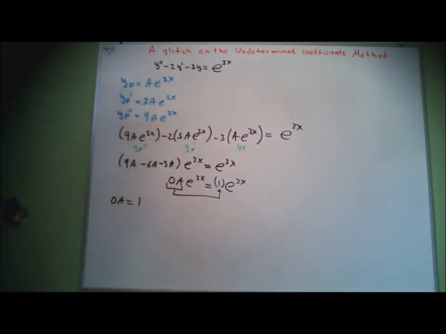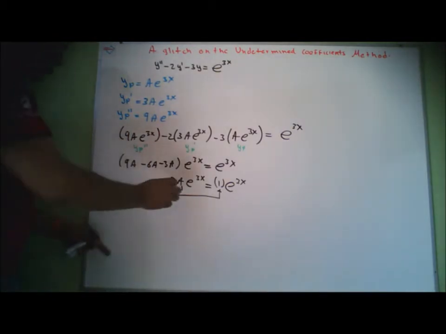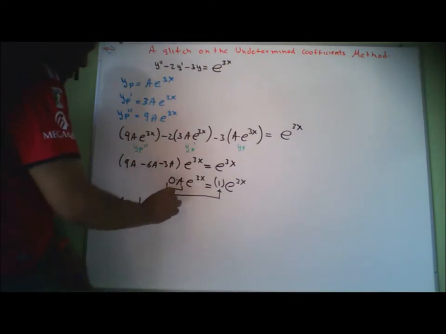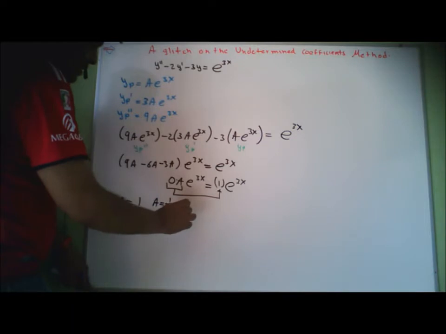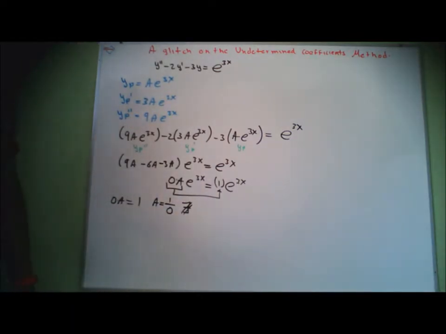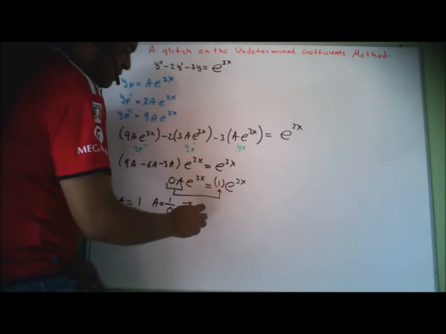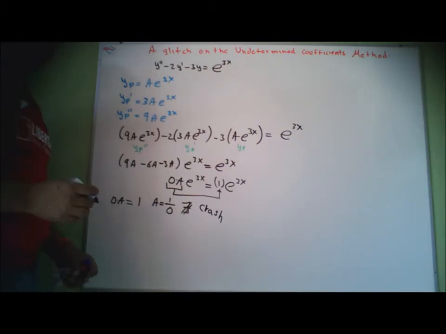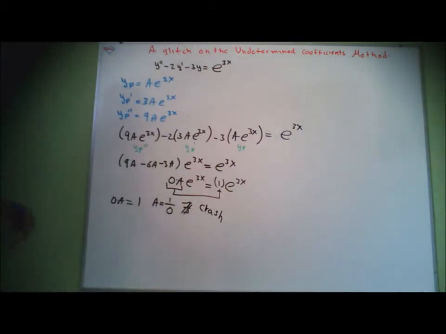Now, is that possible? Well, the answer is no. 0 times anything, here is a multiplication, 0 times anything is equal to 0, so it's impossible to get equal to 1. In other words, a is equal to 1 over 0, and that doesn't exist. So the method crashed. Here we have a crash on the method. Now why it crashed, that's the question. Why is this not the correct solution?